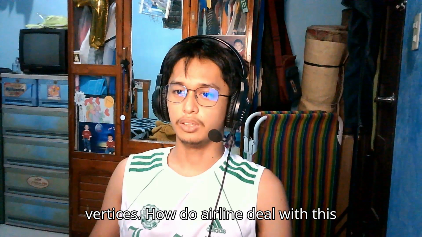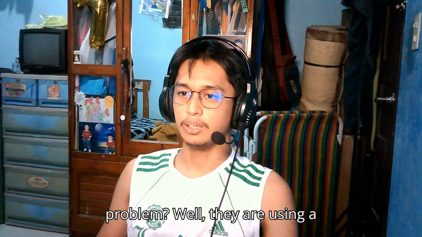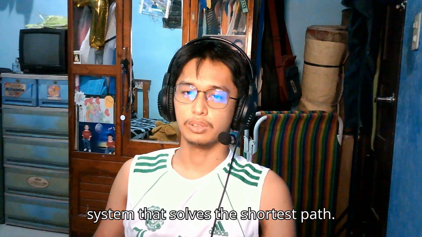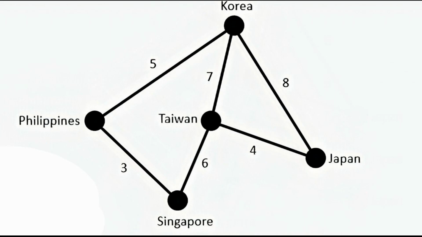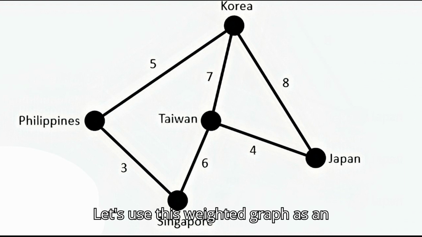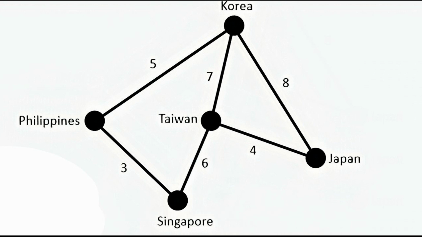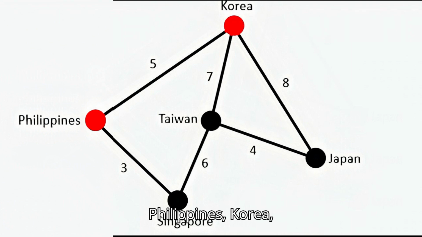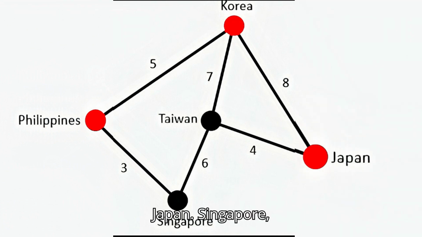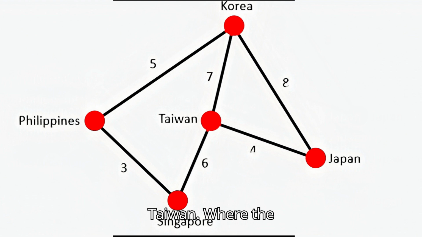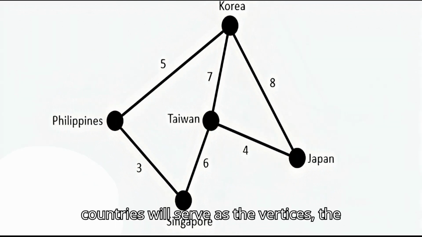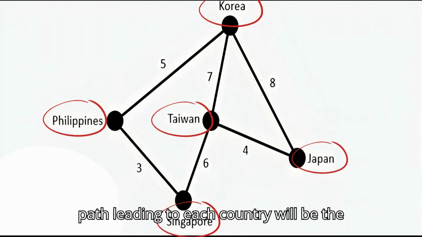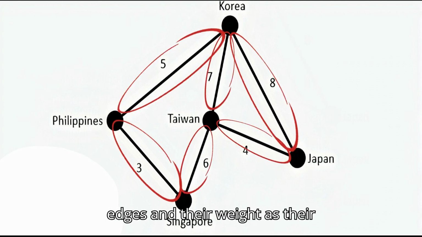How do airlines deal with this problem? Well, they are using a system that solves the shortest path. Let's use this weighted graph as an example. Philippines, Korea, Japan, Singapore, Taiwan, where the countries will serve as the vertices. The paths leading to each country will be the edges, and their weights as their costs.